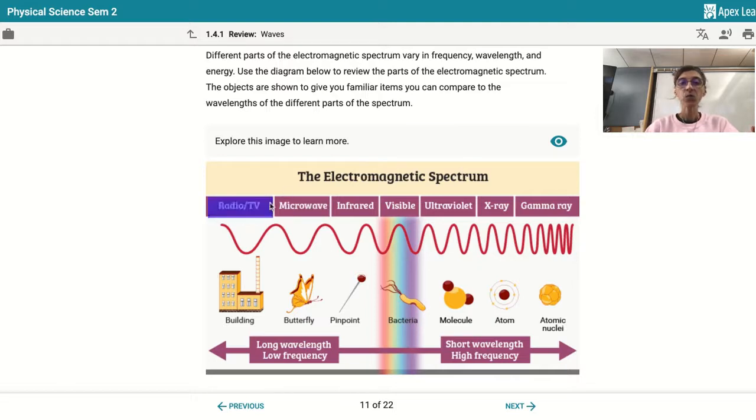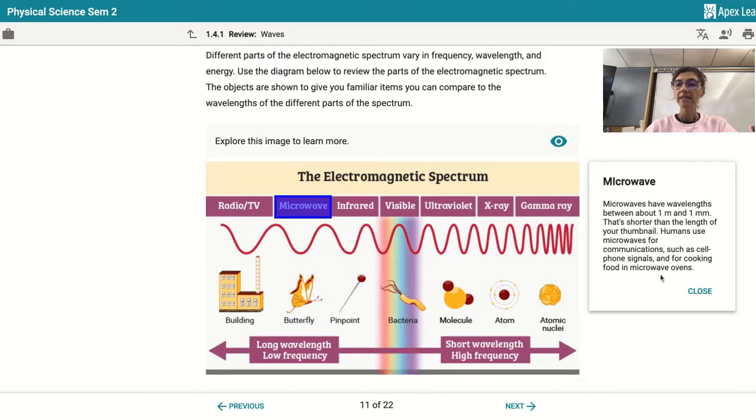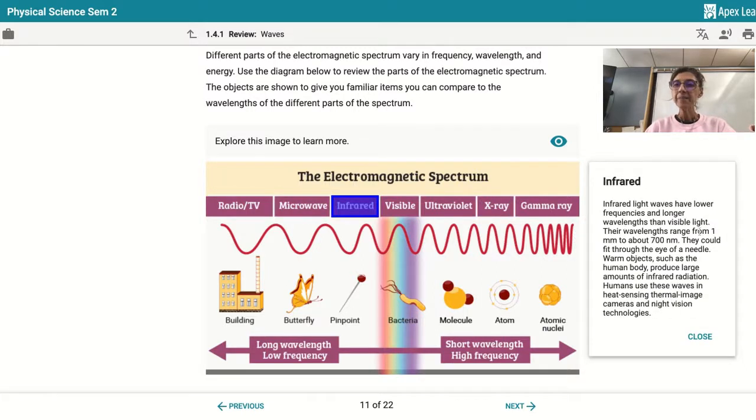Here you can explore this electromagnetic spectrum more. You can click on one of these and it gives you definitions and what this type of wave is used for. So like, microwaves can be used in communication, like cell phone signals. They can also be used in cooking. Infrared is really heat. They could fit through the eyes of a needle. Warm objects such as the human body produce large amounts of infrared radiation.